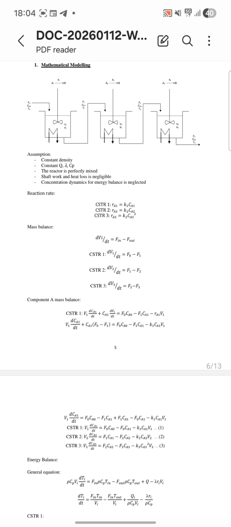So this is my answer for the Simulink assignment. For the first question, we need to model the equation and find the transfer function. First, I list the assumptions I made.